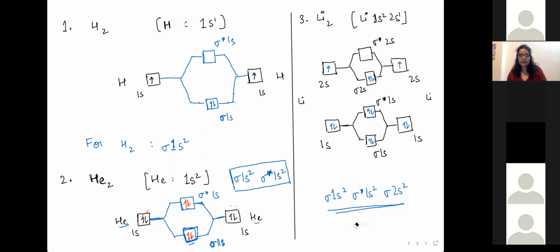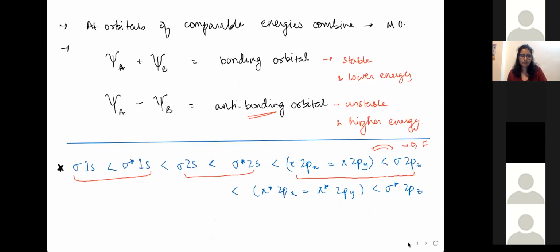Ma'am, in the previous class, after we did intermolecular hydrogen bond and intramolecular hydrogen bond, after that we did molecular orbital theory, right? Yes. So right after, we didn't do anything in the middle, right? No. Hydrogen bonding and the consequences of it, and then we started with molecular orbital theory.